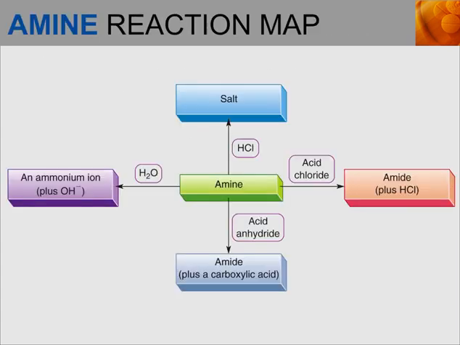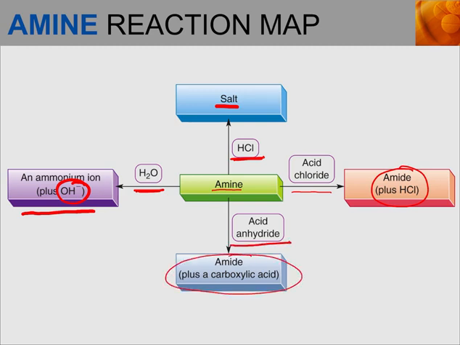So let's talk about all of the amine reactions that we've gone over so far. So we said that if an amine reacts with a strong acid, like hydrochloric acid, we get a salt. If the amine reacts with water, we get an ammonium ion plus OH minus. If the amine reacts with an acid chloride, we get an amide plus HCl. And if it reacts with an anhydride, we get an amide plus a carboxylic acid. So again, very similar to esters.